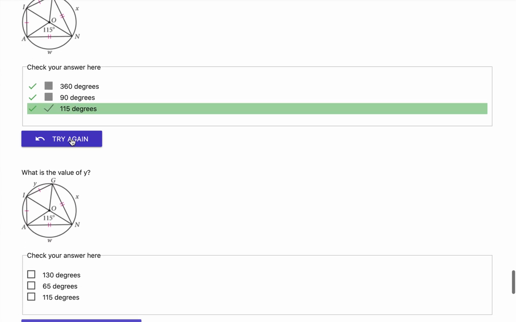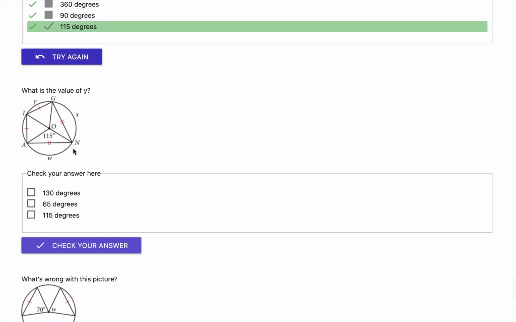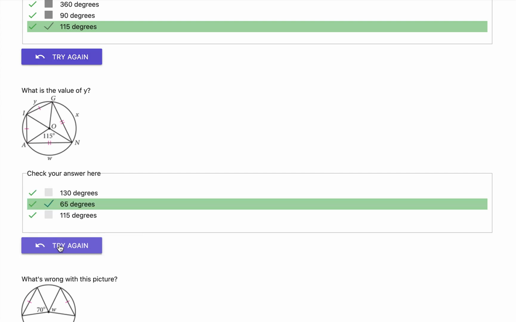Moving on to another one like this, very similar. We are now looking for the value of Y, and Y is right here, where we are going to try to figure out what is the measurement of it. So try that out. All right, so the answer is 65 degrees.